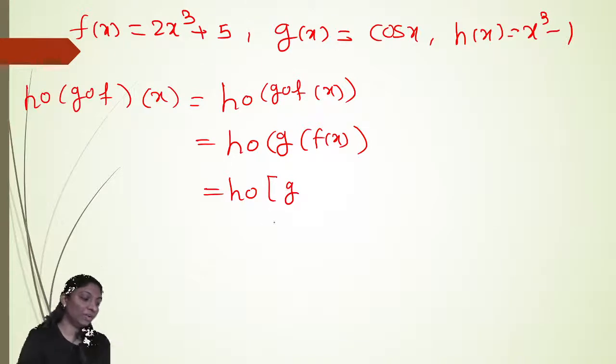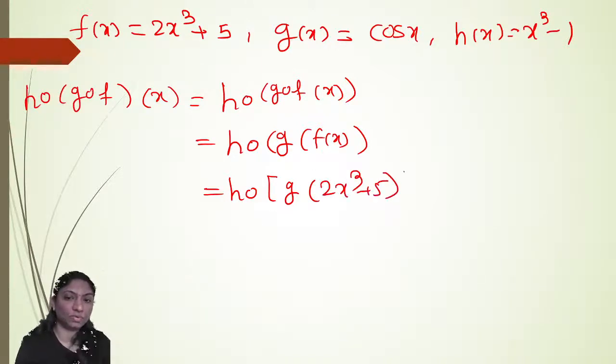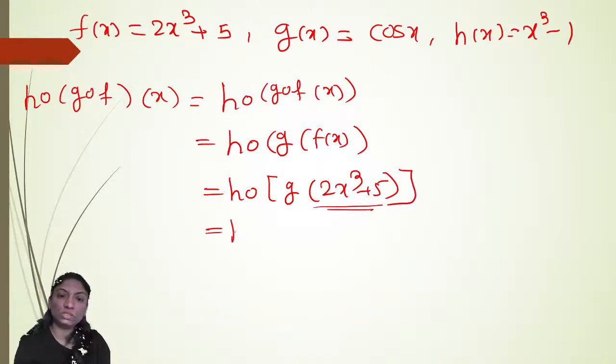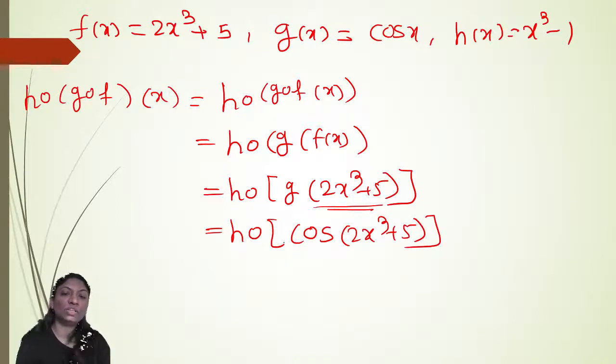Now g of f of x, what does it mean? It's 2x cube plus 5. Now treat this as your x. So g of x means cos of x, so cos of 2x cube plus 5. Now h composite x, so we will get h of this.